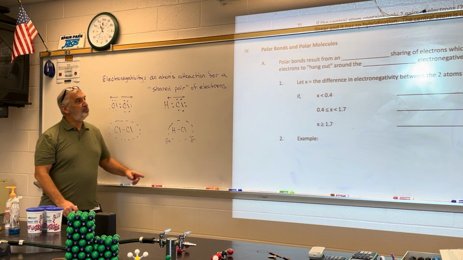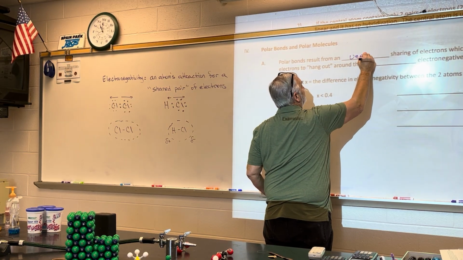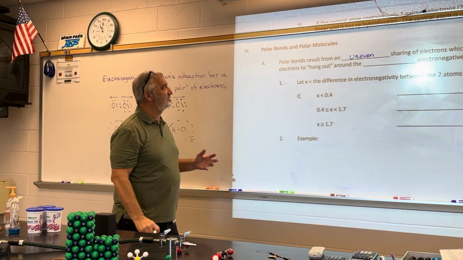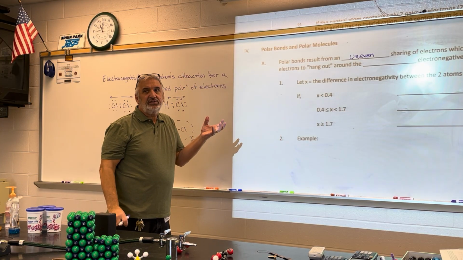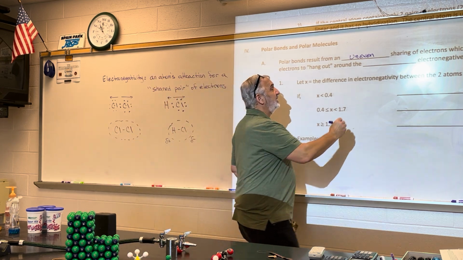Okay? So polar bonds result from an uneven sharing of electrons, which causes the shared pair of electrons to hang out, to be the probability of where you're going to find them, more around the more electronegative element.